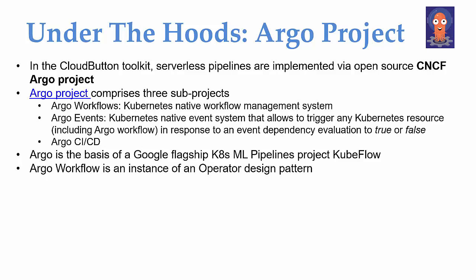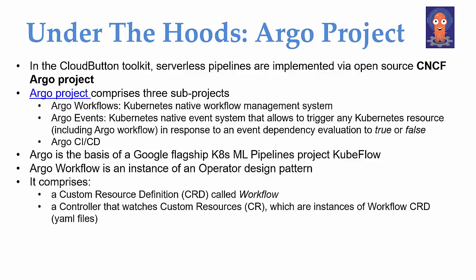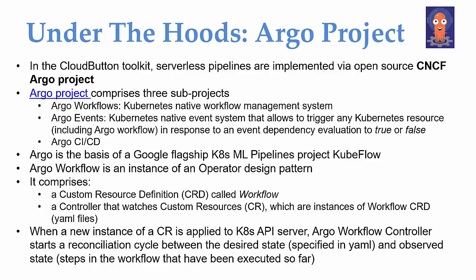Argo Workflow is an instance of an operator design pattern. It comprises a custom resource definition, CRD, called Workflow, and there is a controller which watches custom resources which are instances of workflow CRDs. These CRs, they're essentially YAML files, and CRD is the schema, the grammar of these YAML files. When a new instance of a custom resource, CR, is applied to the Kubernetes API server, Argo Workflow Controller starts a reconciliation cycle between the desired state, as it is specified in that YAML definition of the CR, and the observed state, which are the steps in the workflow that have been executed so far.